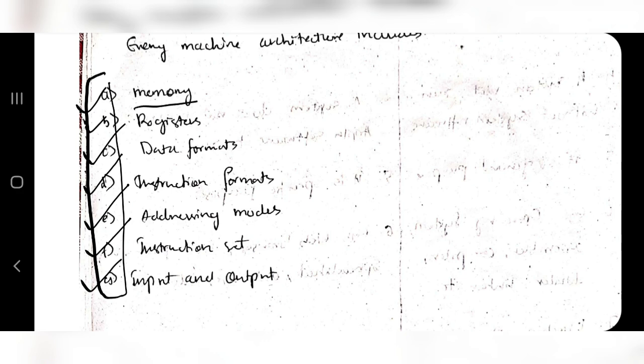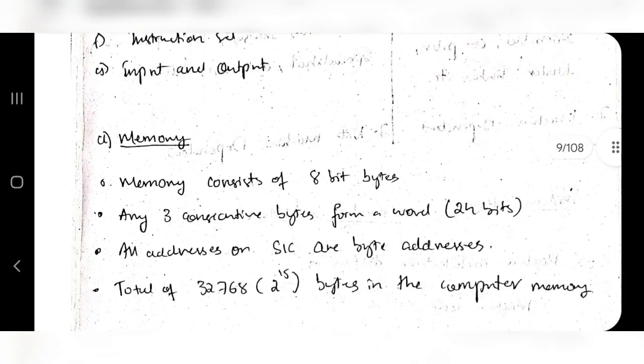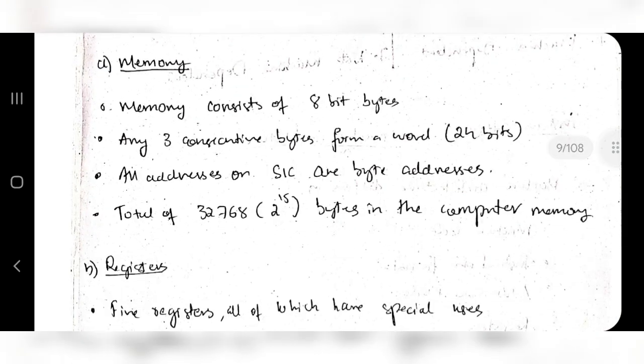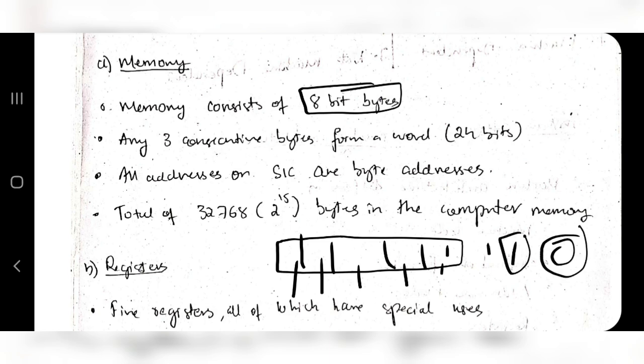Okay, so the first thing is memory. Every computer will have memory, right? So memory consists of 8-bit bytes. How is it arranged? It is arranged in the form of bytes. Suppose that this is the memory here. In the memory you will have each byte here, 1 byte, 1 byte, 1 byte. And 1 byte consists of how many bits? 8 bits. What is a bit? A bit is nothing but 0 or 1. This is 1 bit, this is 1 bit. Like that, if you write 8 of them, that can be stored here. That is the structure of the memory.